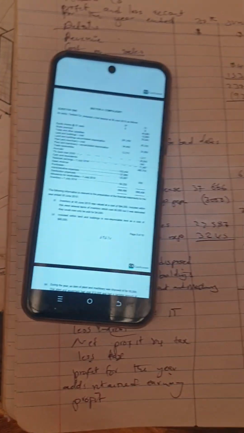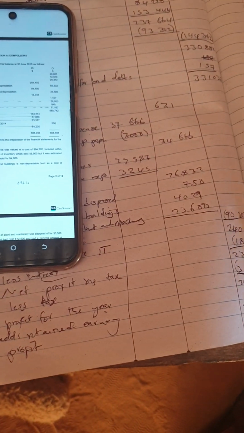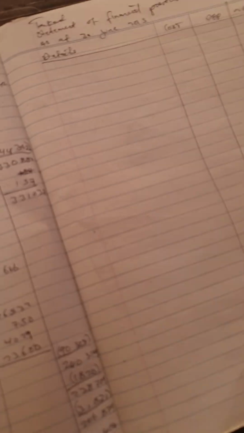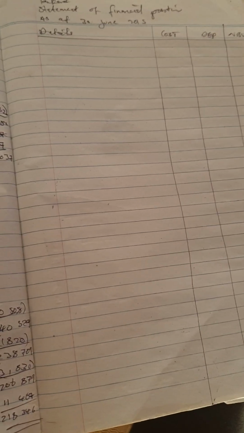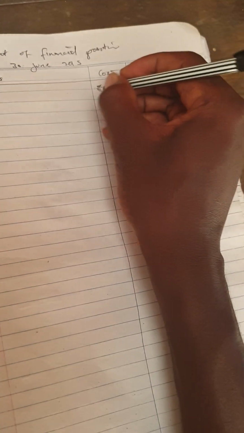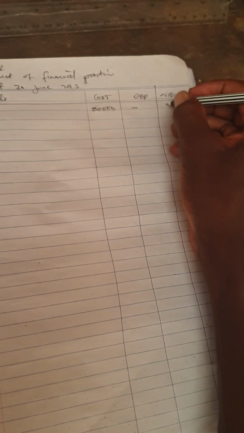Next, we are going to the statement of financial position. I've already drawn the lines for the statement of financial position so that we can move on quickly. We start with the land itself. Remember, it was 80,000, and since land doesn't depreciate, it's going to have a zero there, and the final amount is going to be 80,000.